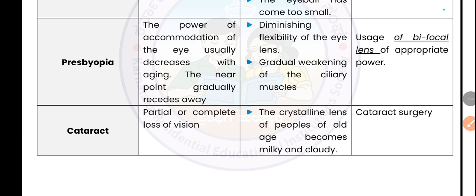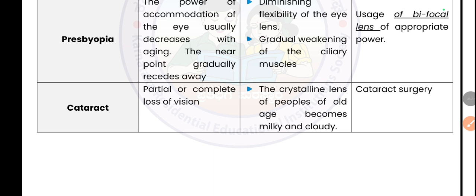Then presbyopia: the power of accommodation of the eye usually decreases with aging. The near point gradually recedes away. Reasons: diminishing flexibility of the eye lens, gradual weakening of the ciliary muscles. Then usage of a bifocal lens of appropriate power. Then cataract, partial or complete loss of vision. The crystalline lens of people of old age becomes milky or cloudy. Then cataract surgery.